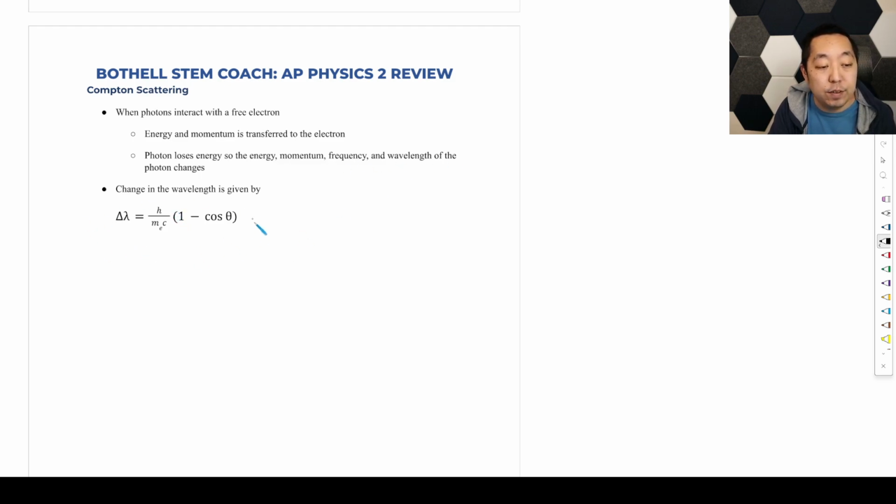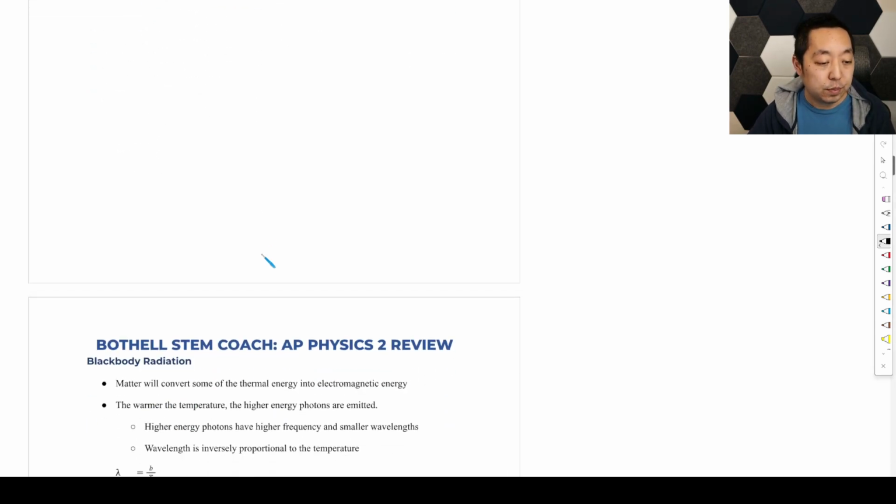We also talked about the frequency and the wavelength. The formula you're given is derived using conservation of energy and conservation of momentum. The change in the wavelength is given by h divided by the mass of the electron times the speed of light, times 1 minus cosine theta, where theta is the scattering angle. So what you can do is figure out the change in the photon's wavelength, and that's going to give you the change in the energy. When it scatters, the wavelength gets longer because it loses some energy, right? Because the energy in the photon is proportional to its frequency.